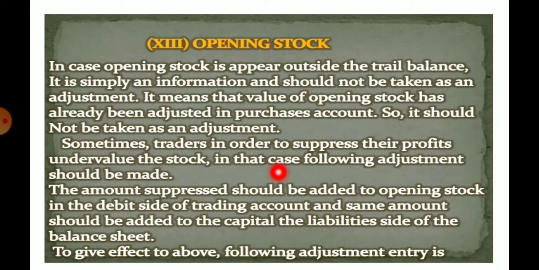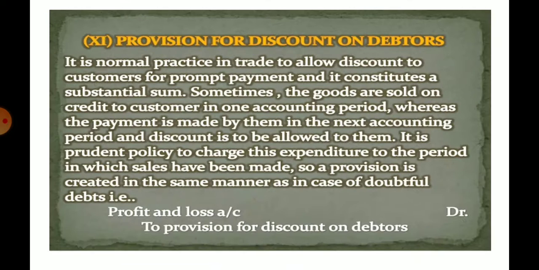Opening stock. In case opening stock appears outside the trial balance, it is simple information and should not be taken as an adjustment. It means that the value of opening stock has already been adjusted in the purchase account, so it should not be taken into the adjustment. Sometimes a trader, in order to suppress their profit, undervalues the stock, and in this case an adjustment should be made. The value of the suppressed amount should be added to the opening stock on the debit side of the trial balance, and the same amount should be added to the capital.